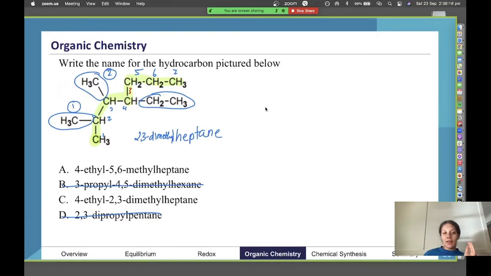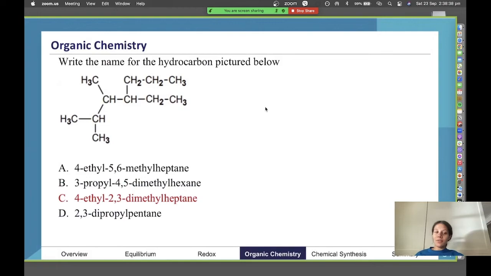And then on the 4th carbon, we have an ethyl group because we have 2 carbons in this branch. So that's 4-ethyl. And we put ethyl at the front because we want to keep it in alphabetical order. So that's super, super messy, but hopefully you can just tell that's 4-ethyl-2,3-dimethylheptane. So that's going to give us the correct answer of C.